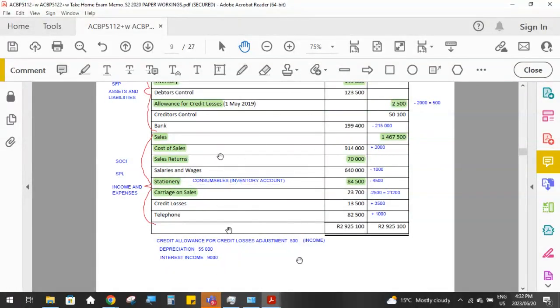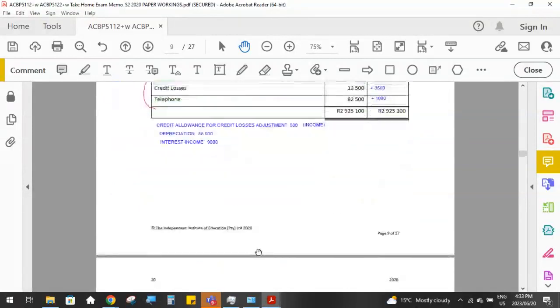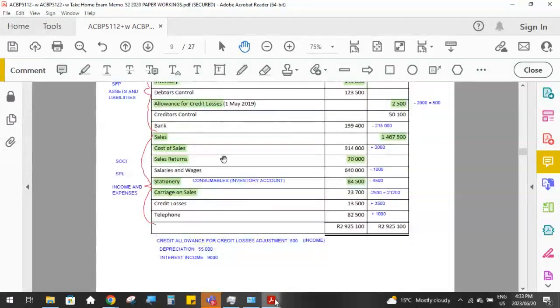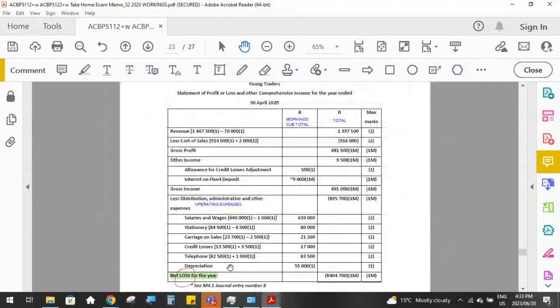But don't forget, even if you've done workings on your question paper while you were doing this and organizing yourself, when you come to write your answer down, you must show all of the workings here in your answer.